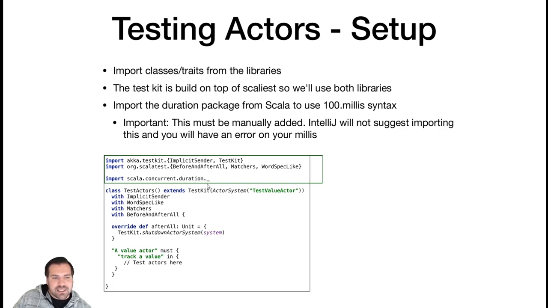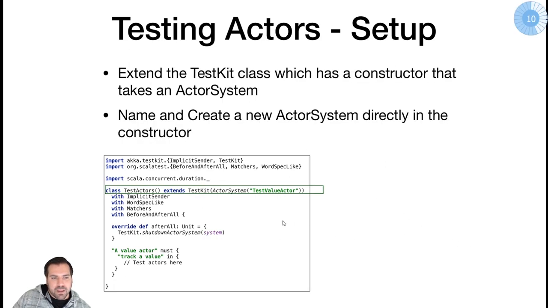Anyway, we have to import this duration to be able to use this millis syntax, which we'll see a little later. Then we want to extend TestKit, not FunSuite. And this TestKit constructor is going to take an actor system, and we're going to create a new actor system right inside of that constructor call. So we're giving this a new actor system.